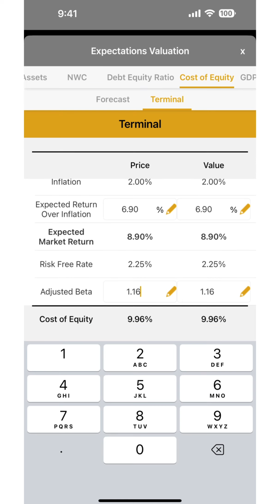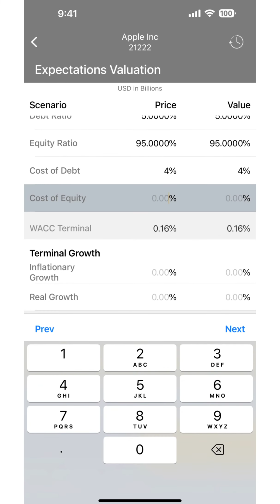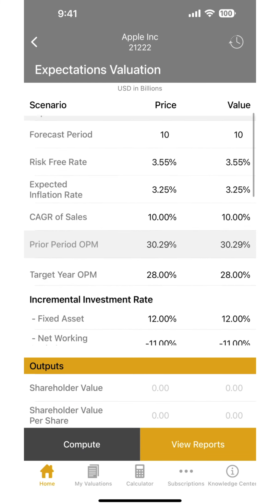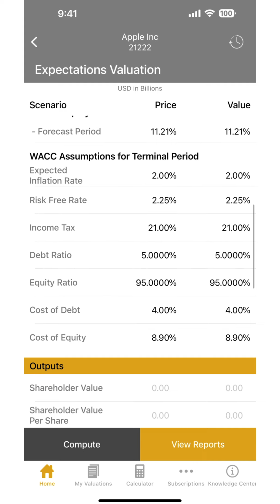We have iterated the beta for Apple from 1.16 to 1 as we expect the beta to be closer to market returns. Thus, the recomputed cost of equity comes to 8.9%. We enter the cost of equity as 8.9% for both price and value scenarios. The app will compute the weighted average cost of capital based on the assumptions entered.